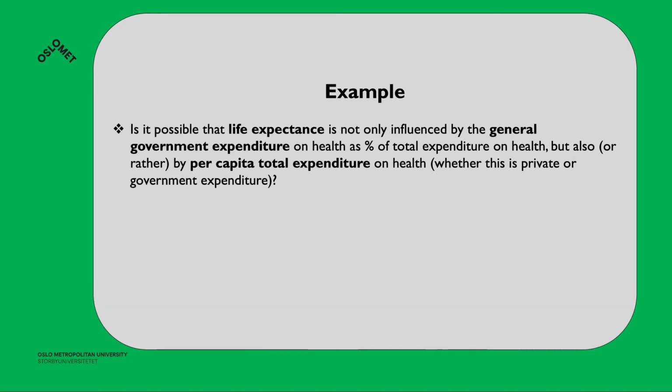Let's look at an example. Is it possible that life expectancy is not only influenced by the general government expenditures on health as a percentage of total expenditures on health, but also, or maybe rather, per capita total expenditures on health, whether it is private or government expenditures? So in our example, we're going to use life expectancy as our dependent variable. We have general government expenditures on health as one independent variable, but we're also going to include a second independent variable, which is per capita total expenditures.